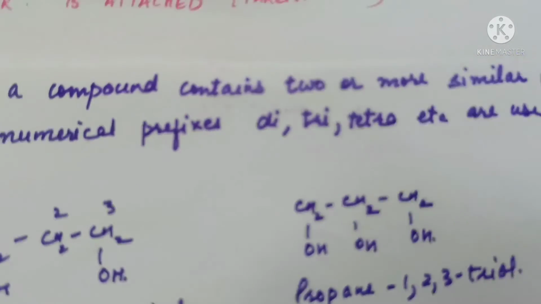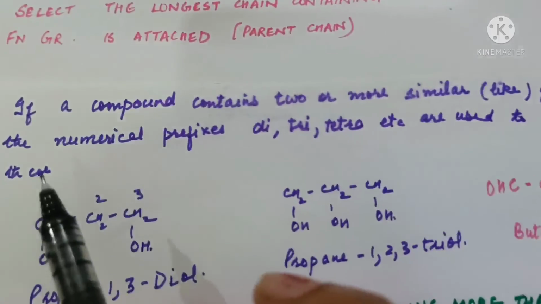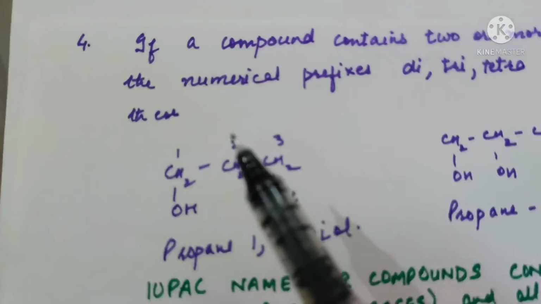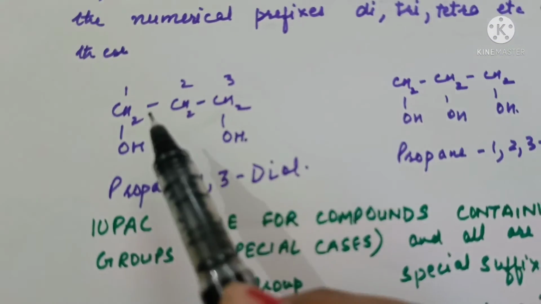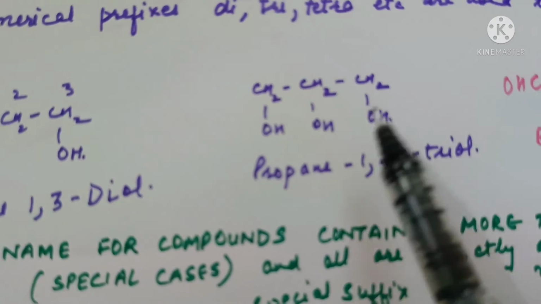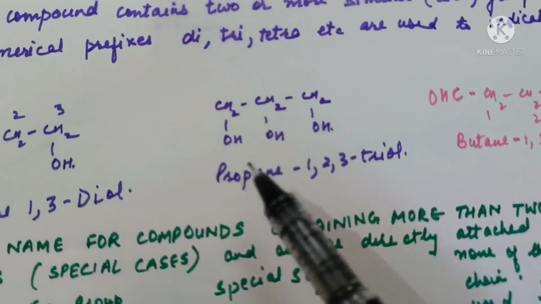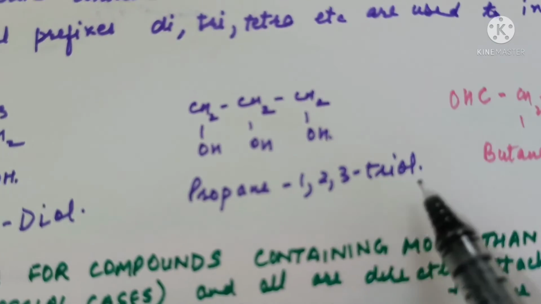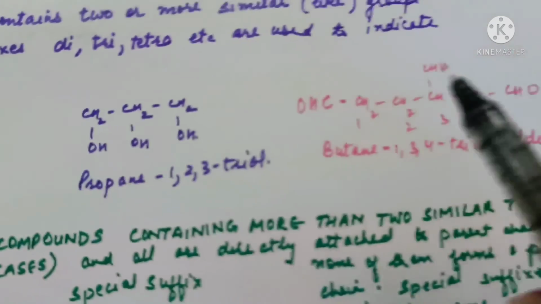If a compound contains 2 or more similar groups, the numerical prefixes di, tri, tetra, etc. are used to indicate these. So this will be propane-1,3-diol, propane-1,2,3-triol. Notice that E is retained in this compound because the suffix starts with a consonant.